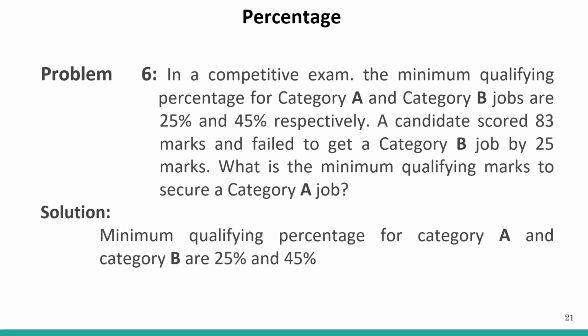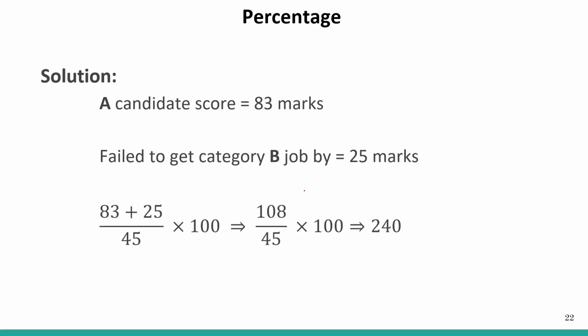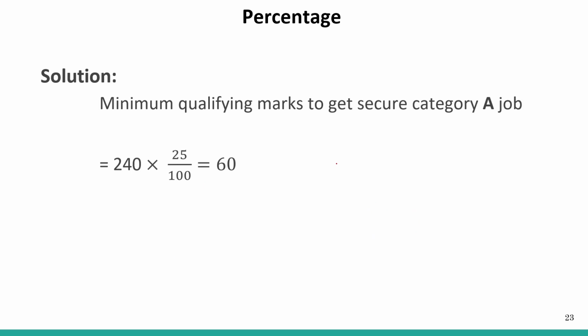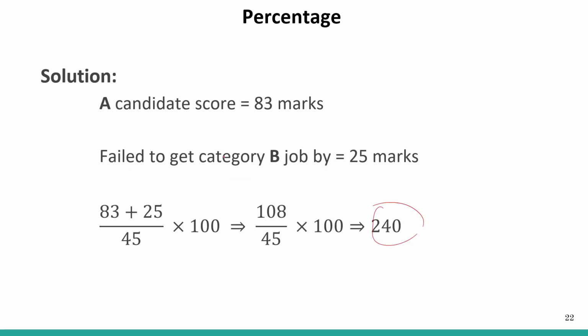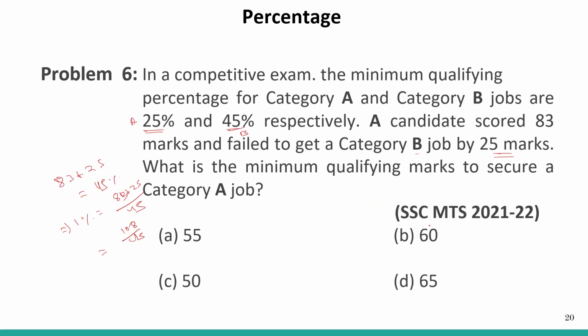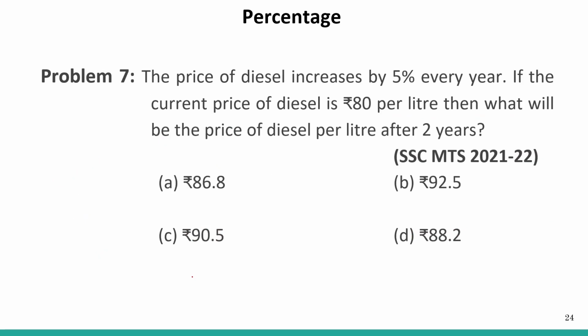Let's see. So the minimum qualifying percentage for A is 25 and for B is 45. So 240. So the minimum qualifying marks to secure a category A job is 240 into 25 by 100. That will be equal to 60. Okay, so 60 is the correct option here. These are all wrong options.